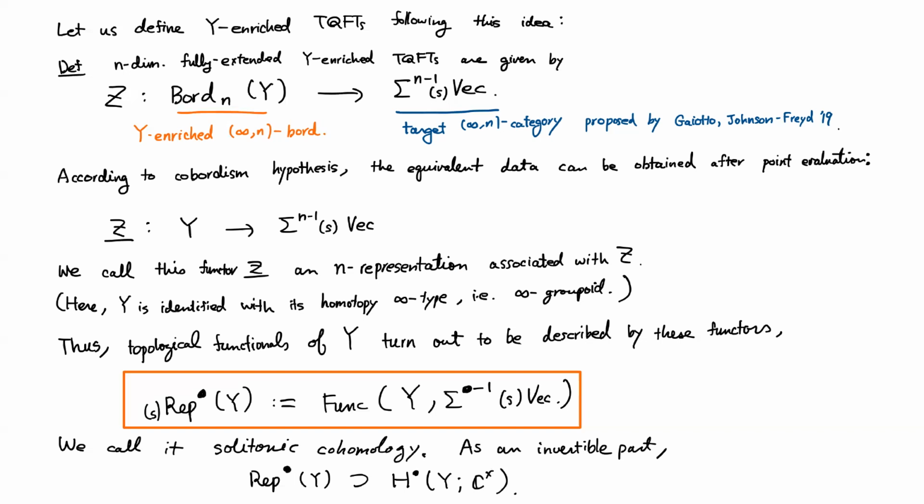And actually, as an invertible subpart of this representation, solitonic cohomology, for example in the bosonic case, we can claim that this Rep Y contains singular homology with coefficient C, invertible C. Indeed, this says that as a subpart, it reproduces the well-known net charges related to Y, and this Rep Y now has a non-trivial TQFT partition function. So we believe that this is a good candidate to characterize the mathematical structure behind the solitonic cohomology.